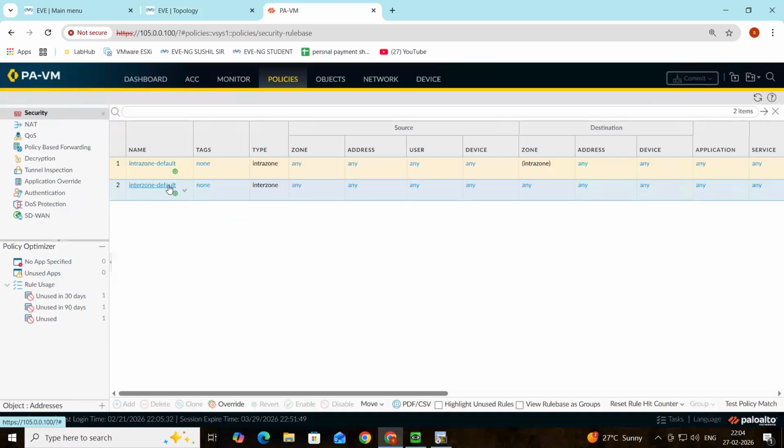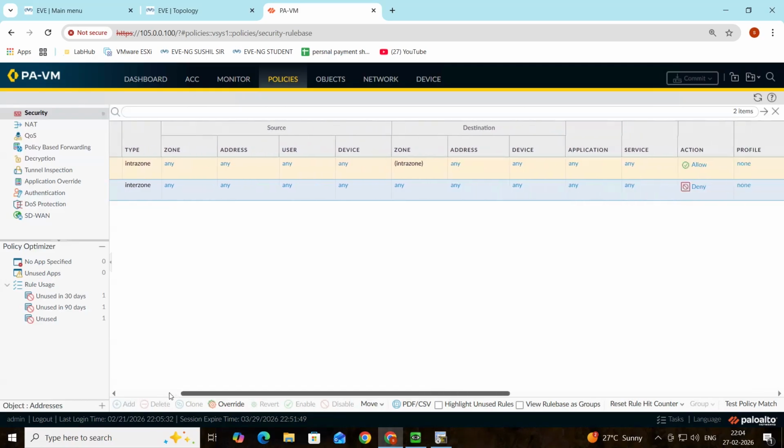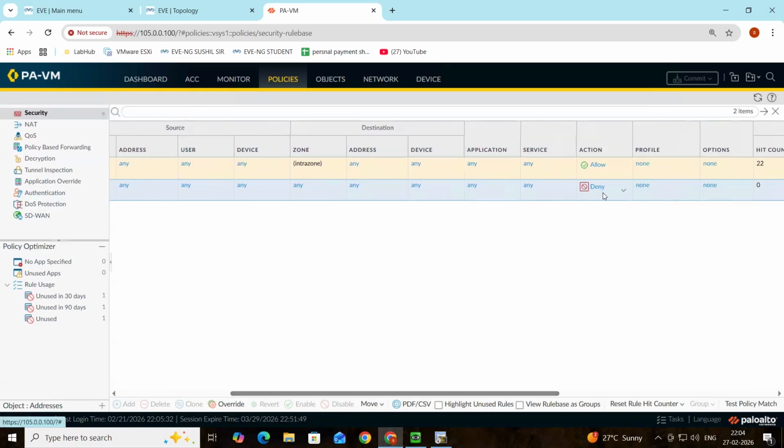Interzone means different zones. Here, source zone means any; any zone can be LAN, WAN, DMZ, any zone. Destination zone is any; destination also can be DMZ, WAN, LAN, anything. So due to this any condition, it is matching the rule and your packet is being denied. You can see here, your packet is being denied.